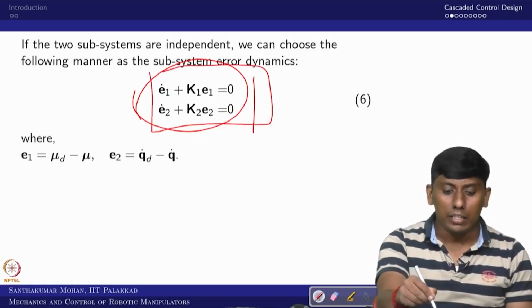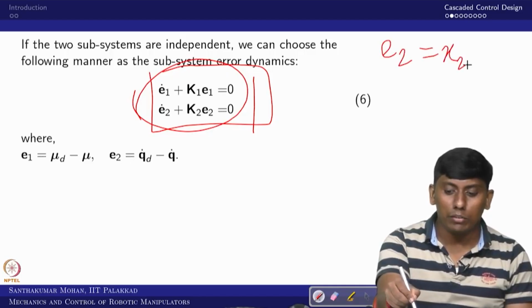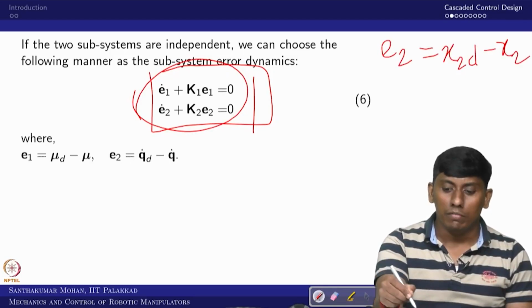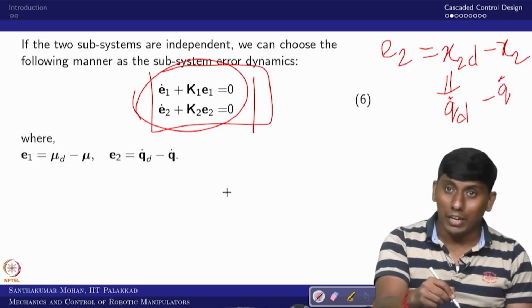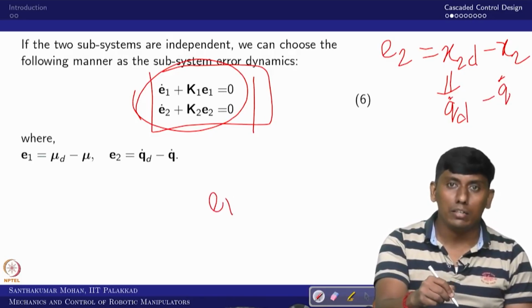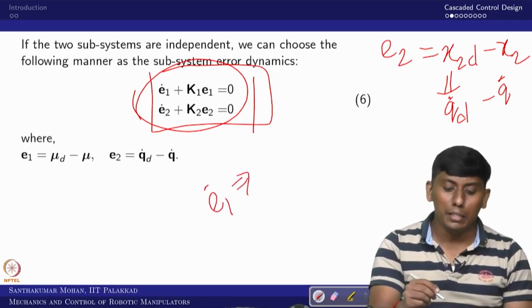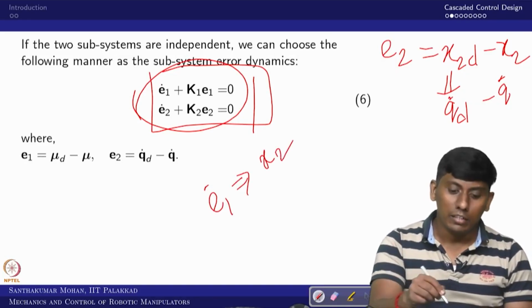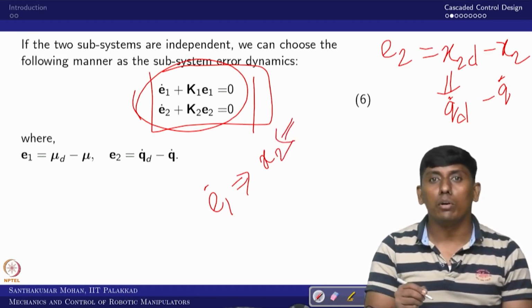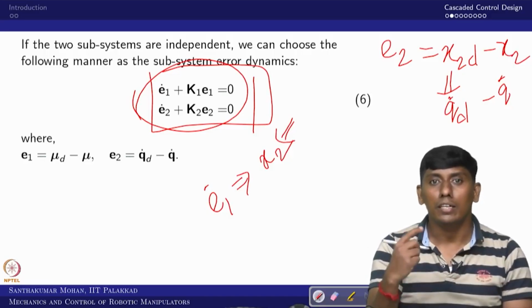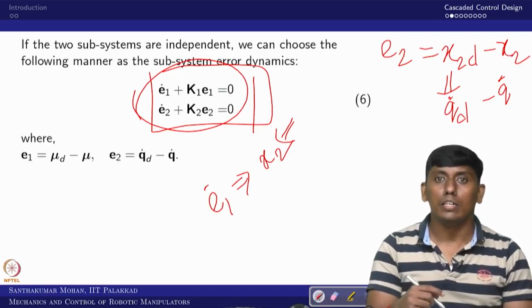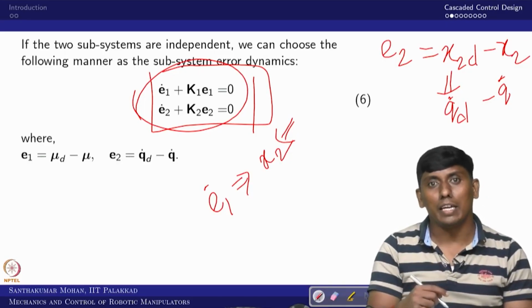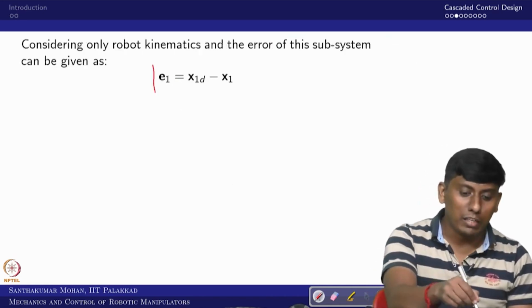But what happened? The E2, which is x2 desired minus x2, is q dot desired minus q dot, whereas in E1 dot we are getting the input, which is x2, right. So, x2 desired I cannot give if I assume that these two systems are combined. Okay. So, if these two are not independent subsystems, then I have to bring that error into the picture. That is what we are trying to do here.